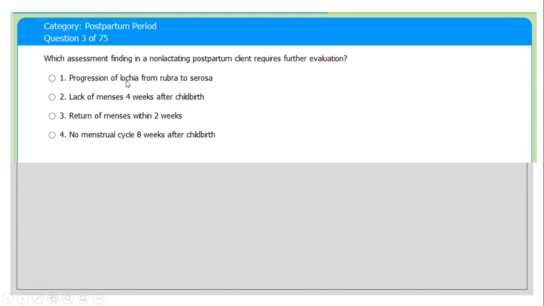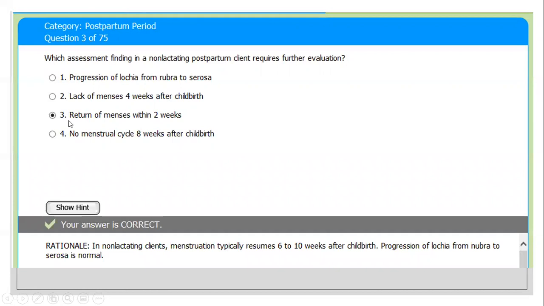Number one, progression of lochia from rubra to serosa. Number two, lack of menstruation 4 weeks after childbirth. Number three, the return of menstruation within 2 weeks. Or number four, no menstrual cycle 8 weeks after childbirth. The correct answer is number three, return of menstruation within 2 weeks. So it is wrong, so you have to re-educate or evaluate.